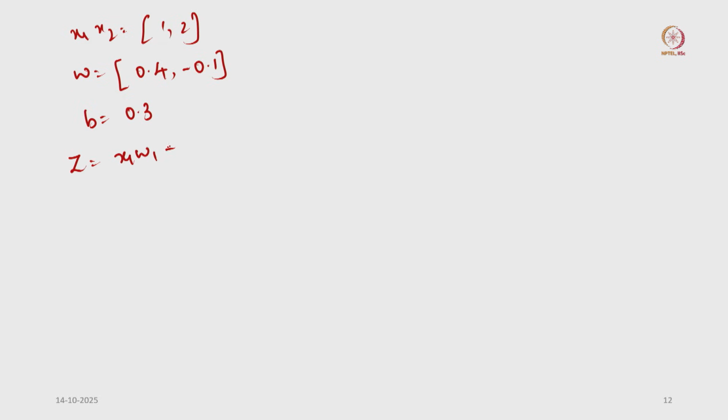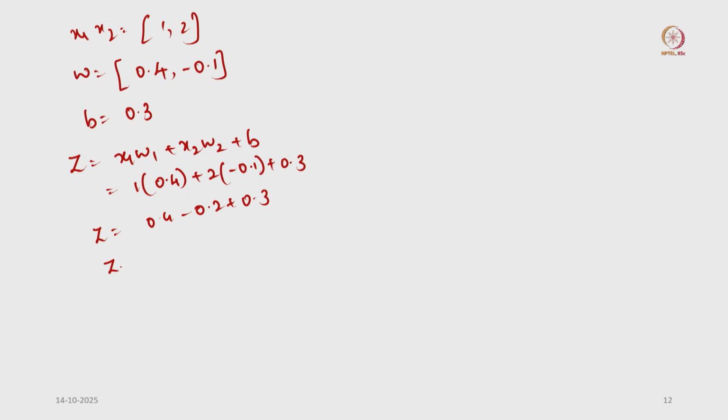z is x1 w1 plus x2 w2 plus bias. What is x1? 1, times 0.4, plus x2, 2, times minus 0.1, plus bias 0.3. So, it is 0.4, this is minus 0.2, plus 0.3. So, the z value we got is 0.5. This is the z value that we have got.